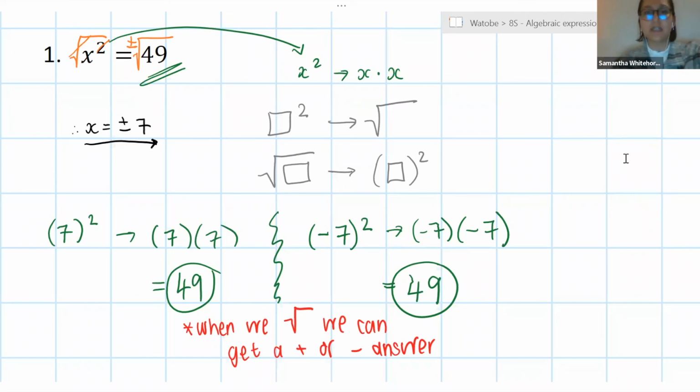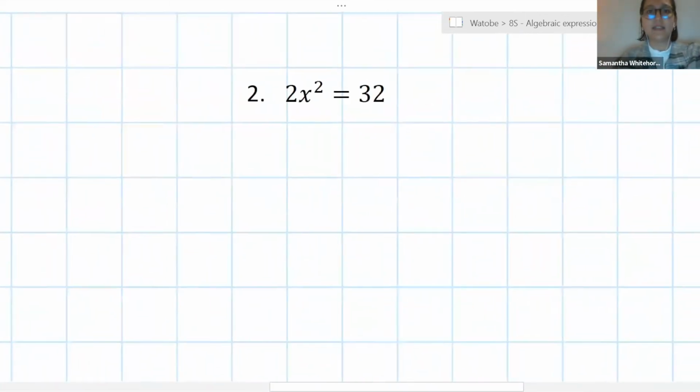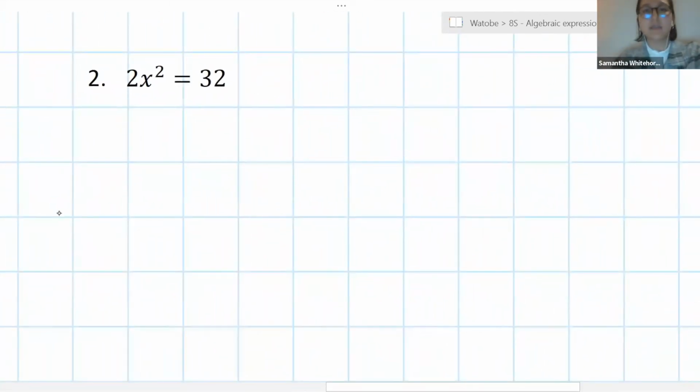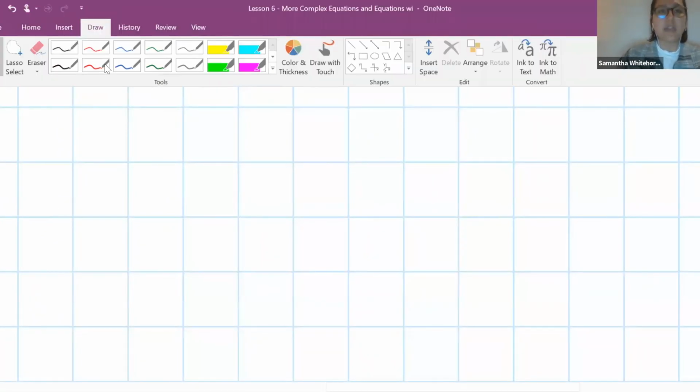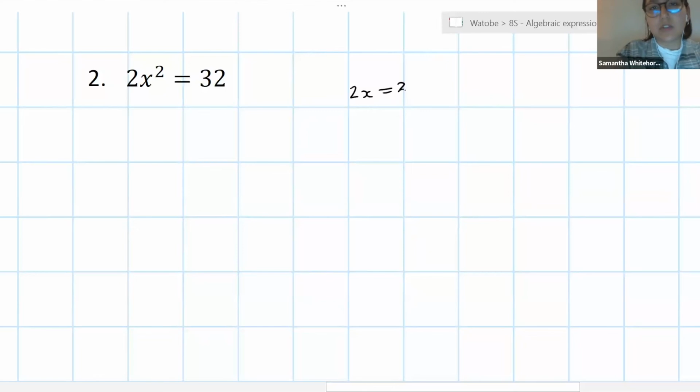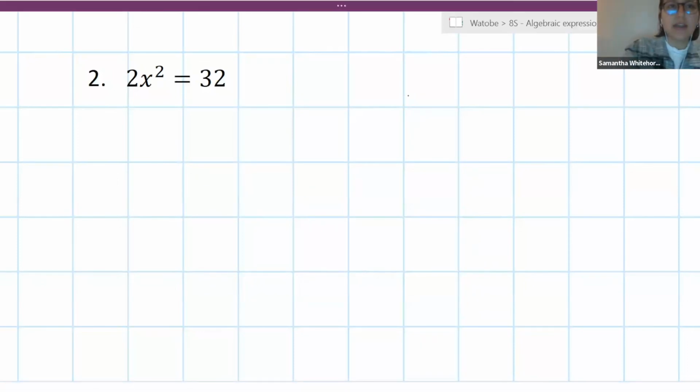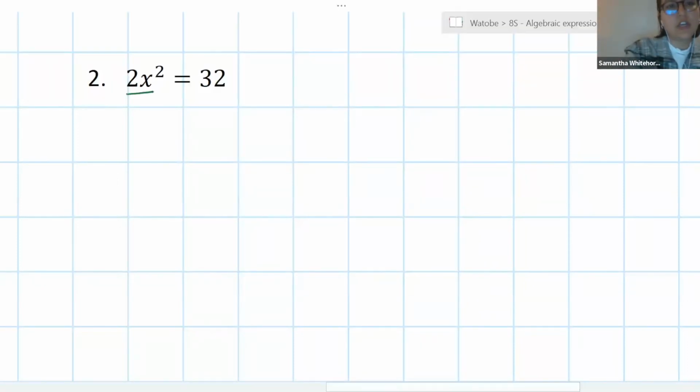Right. So let's have a look at another example. This is going to be quite similar, but what we now have is a coefficient as well. Remember, the coefficient is the number right in front of the x. Now, much like any other equation, if I had given you the equation 2x is equal to 32, your first step would be to divide both sides by 2. Just because I've got a square there doesn't change that. I want to firstly get rid of that coefficient. So I'm going to divide both sides by 2 in order to get the x squared alone. Only once the x squared is alone will I then do the square rooting.